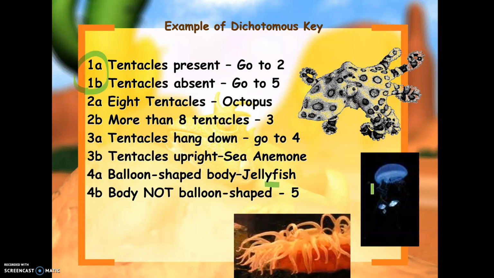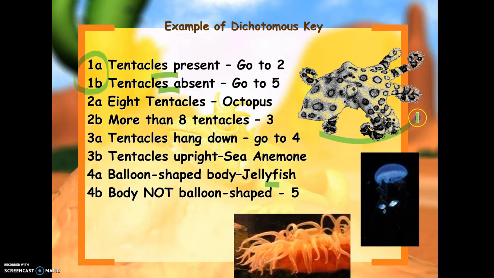But what if instead of jellyfish, they had names here, scientific names? You wouldn't know its scientific name. That's the whole idea of the key, is you're trying to figure out its name. So you're going to always start at 1. So tentacles present, you're going to go to 2. Tentacles absent, you go to 5. So there's only 2 options. One of them's going to be true. One's going to be false.